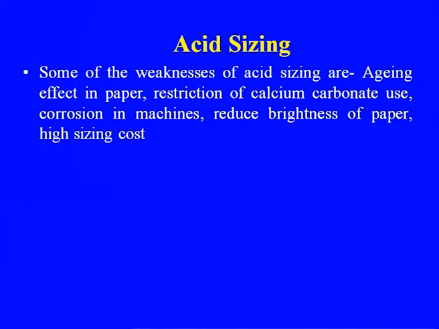Some of the weaknesses of acid sizing are the aging effect in paper, restriction of calcium carbonate use, because loading is also very important to reduce the cost, corrosion in the machine, reduced brightness of the paper, and the high sizing cost. Sometimes the brightness of paper is reduced after keeping, so that is not required.